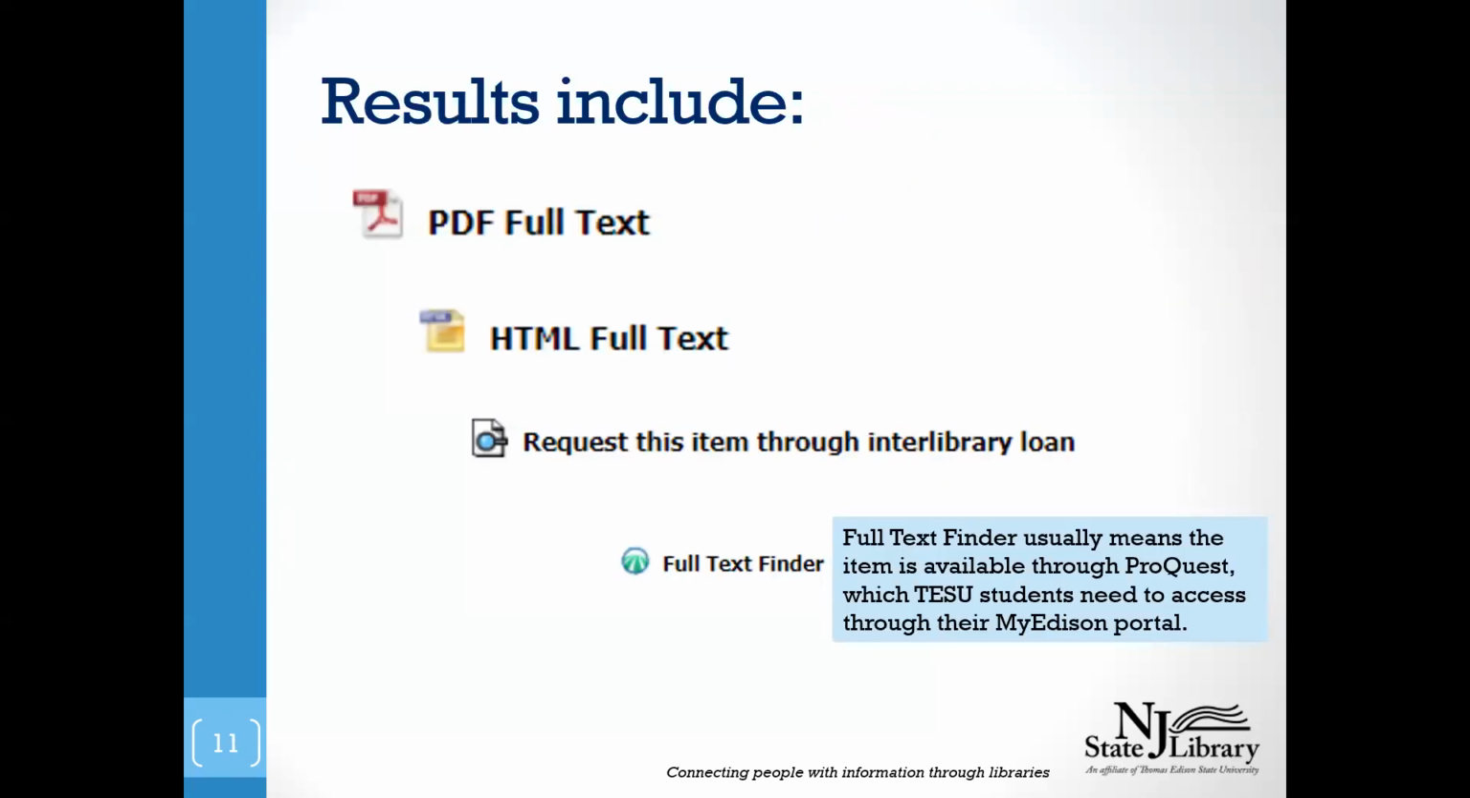Within Discovery, results appear in a few different ways. PDF is super easy and it displays the document image. HTML is basic, but it gets the job done. Request through interlibrary loan is another option, and it usually means that we do not have the item in our e-resource or print holdings. And finally, Full Text Finder will point you to other databases, sometimes meaning ProQuest, that are available through the State Library. ProQuest databases for Thomas Edison students are only found on their My Edison portal, so you may have to leave the State Library site in order to seek these resources.